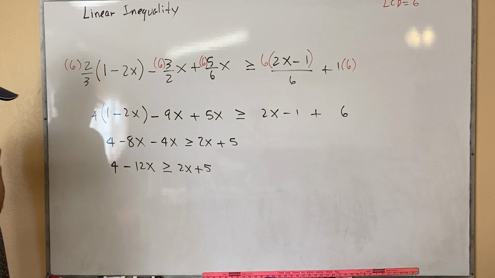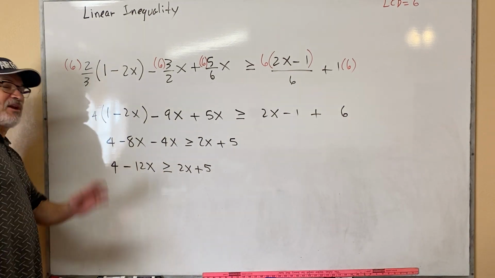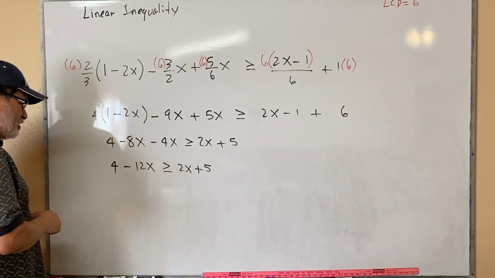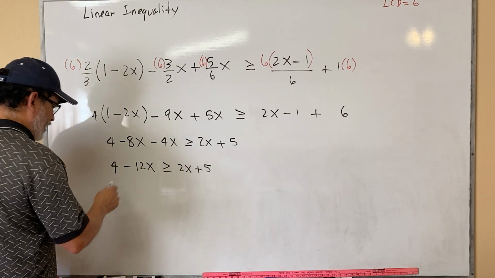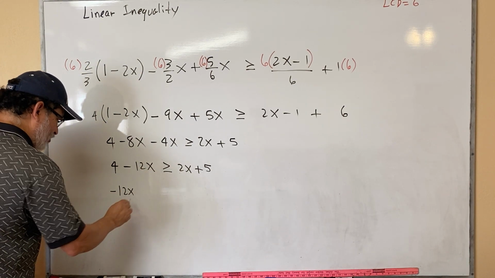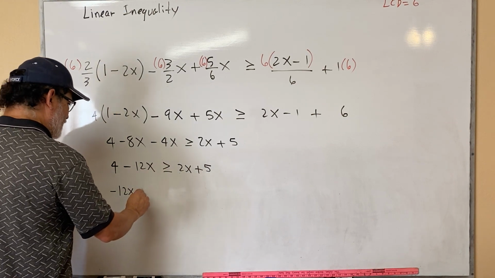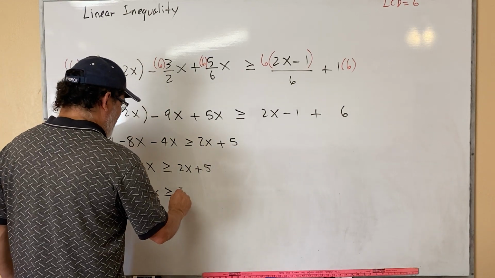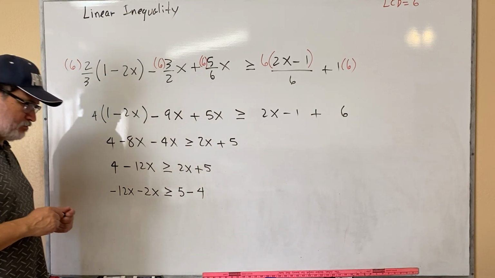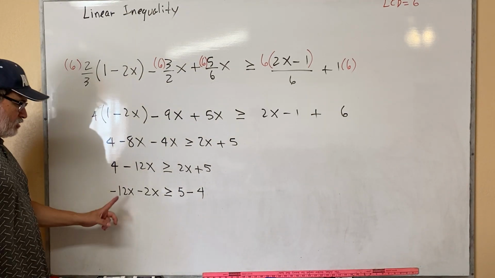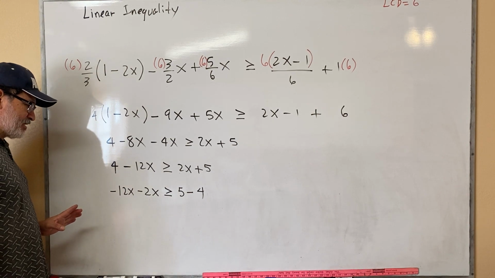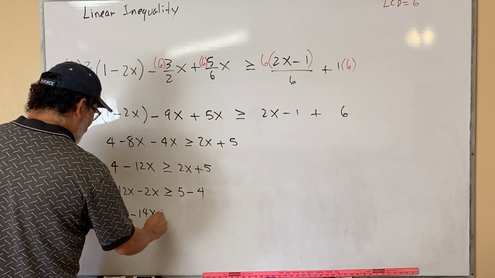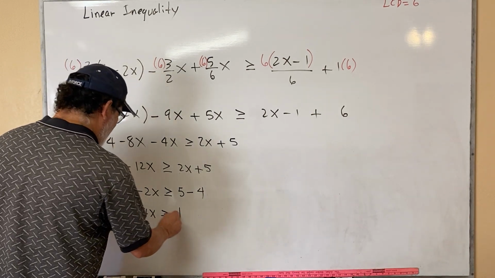I think I'll bring this 2x to the left because I want to show something. Bring this 2x to the left and bring this 4 to the right. So when the 2x comes to the left, the negative 12x is already there, and we get minus 2x, greater than or equal to. Bring this to the right, so that's 5 minus 4. What's negative 12x minus 2x? That's negative 14x, greater than or equal to 1.